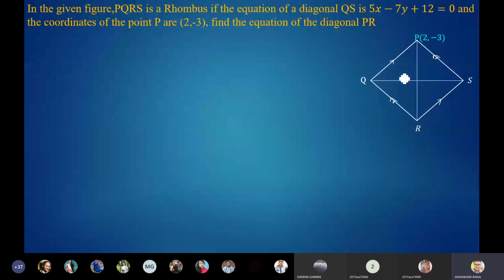And the diagonal QS has the equation 5x minus 7y plus 12 equals 0. Okay, it has this equation 5x minus 7y plus 12 equals 0. And we need to find the equation of this diagonal PR.